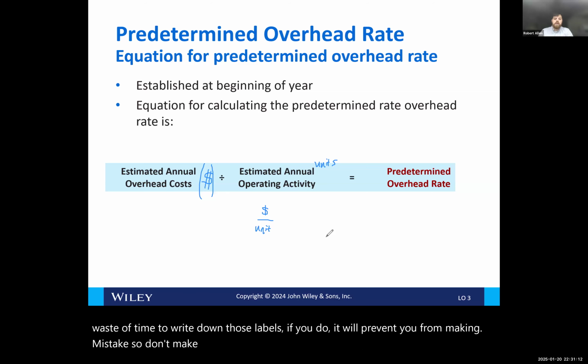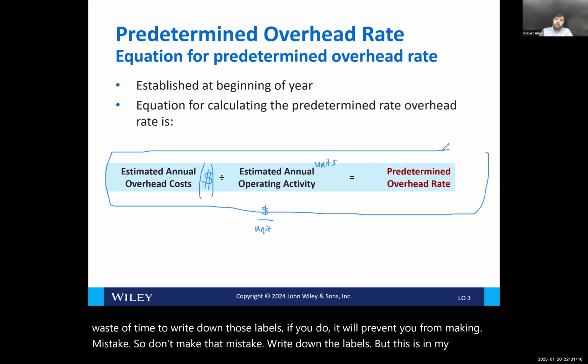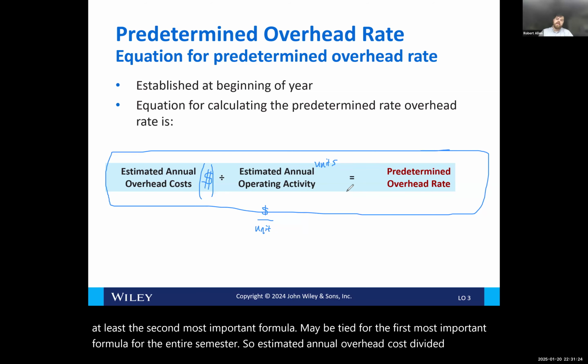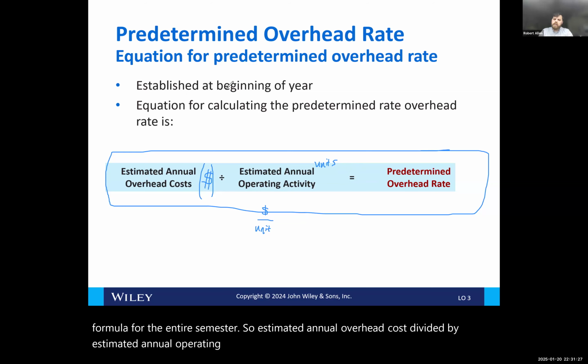Write down the labels. But this is, in my opinion, at least the second most important formula, maybe tied for the first most important formula for the entire semester. So estimated annual overhead cost divided by estimated annual operating activity. Now, something else you need to notice, this is at the beginning of the year.